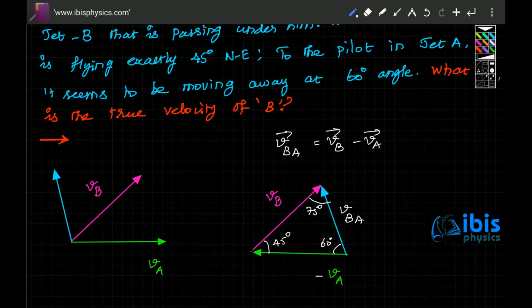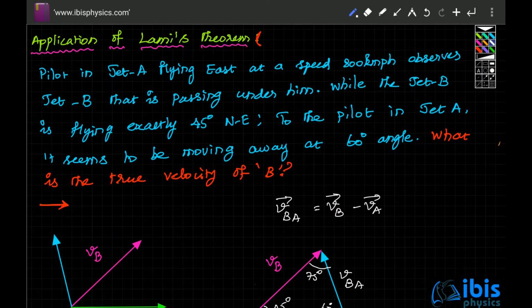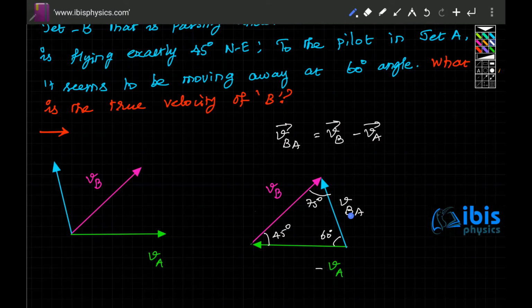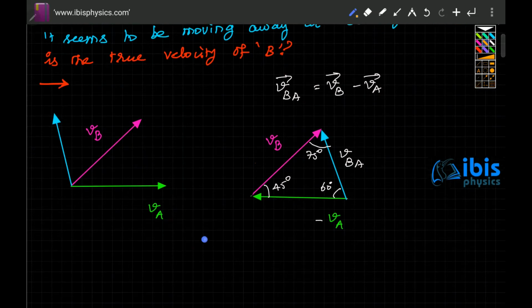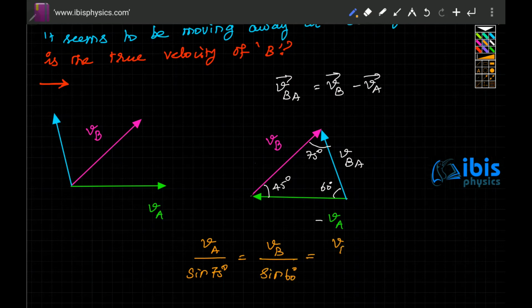So the question they are asking is: jet A is going towards east, jet B is 45 degree north of east, and the velocity as observed by A is going away at 60 degree from it. So velocity A, velocity B, and relative velocity VBA all form the sides of a triangle. Then you can easily apply Lami's theorem. According to Lami's theorem, the modulus, VA by sine 75 degree equals VB by sine 60 degree equals velocity of B with respect to A by sine 45 degree.